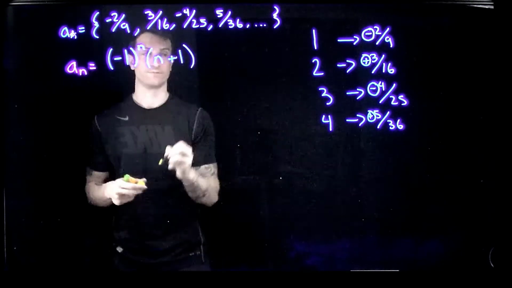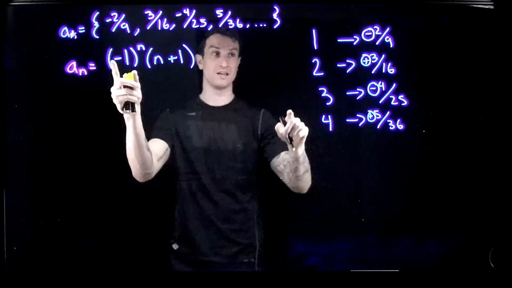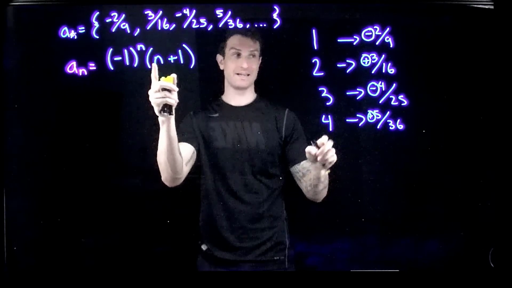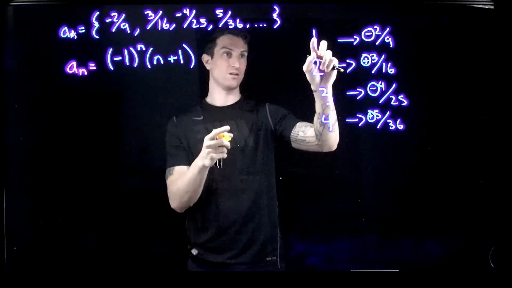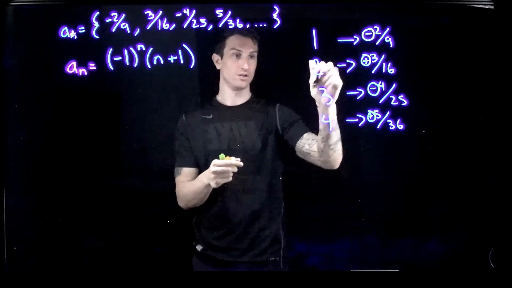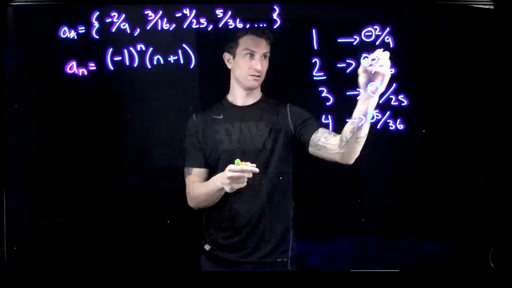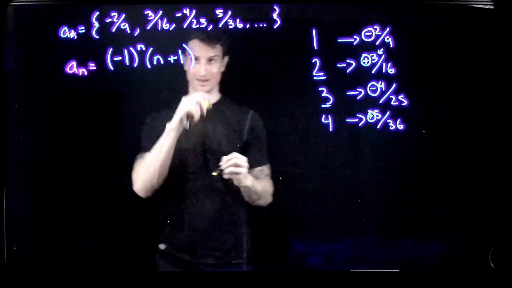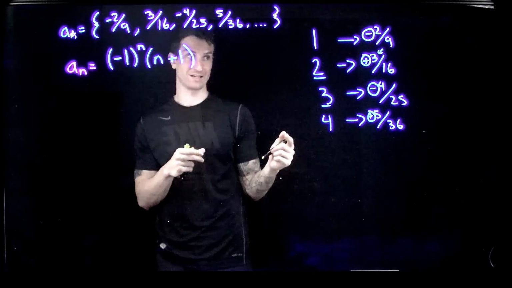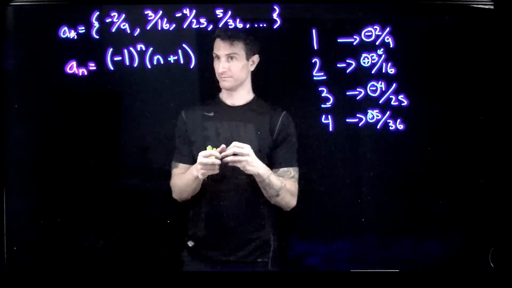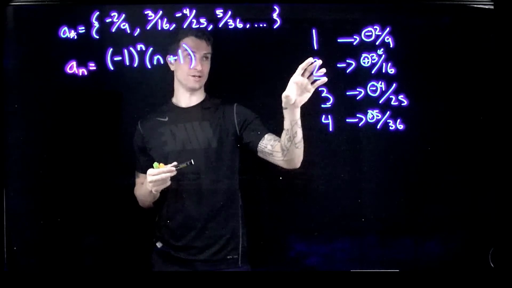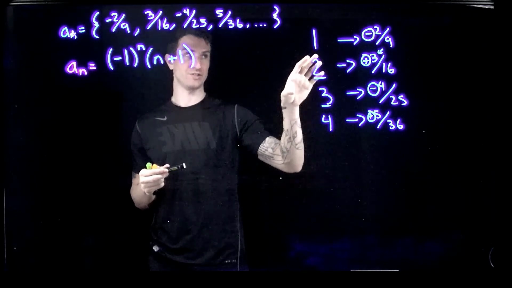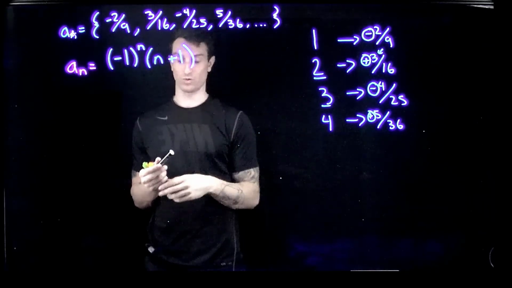All right, so we took care of the alternating signs. Then we looked at the numerator and we were going from 1 to 2, 2 to 3, 3 to 4, 4 to 5. Well, the only way that happens is if we just add 1 to our next number. So now that is our numerator. We took care of the alternating piece, and we've taken care of the actual coefficient.